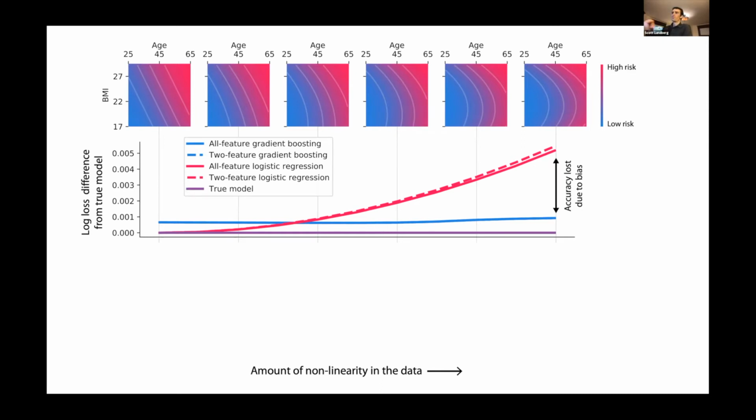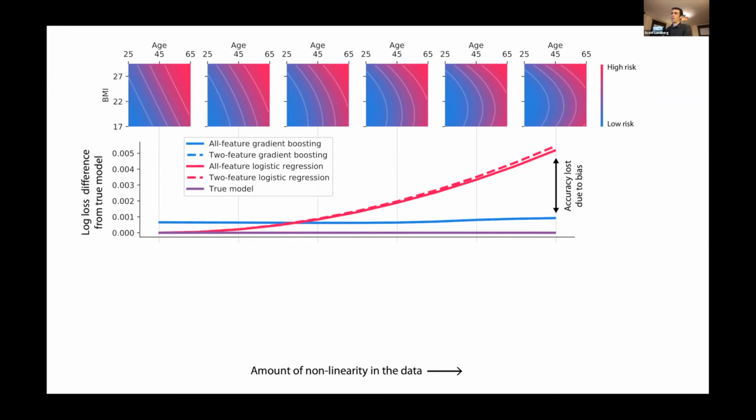So if you have the true model, the purple line at the bottom, that's the best you could do. And on the far left, when we have a perfectly linear true data set, where the relationship with our label is actually linear, then no surprise, logistic regression almost perfectly matches the true model and gives us the best answer. In contrast, when you run a gradient boosted model on top of this, we don't quite get to the right answer, but we get close.